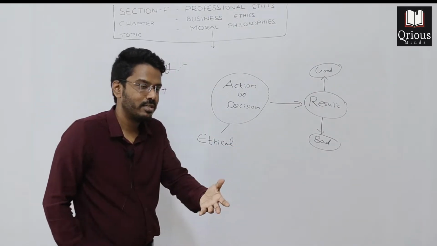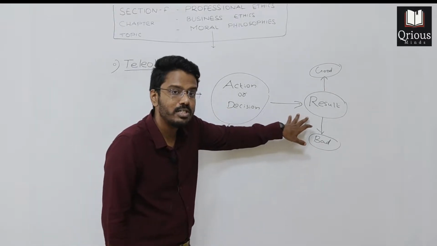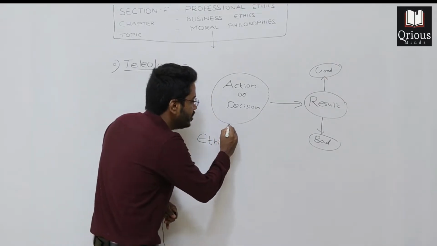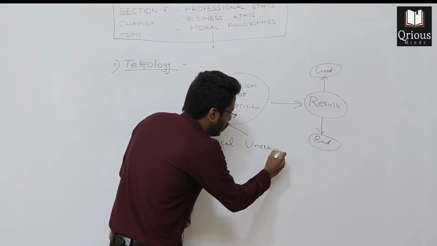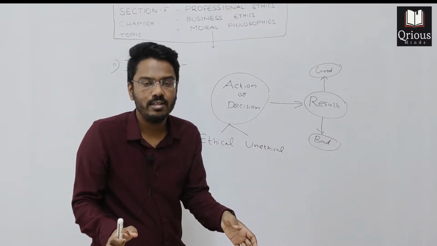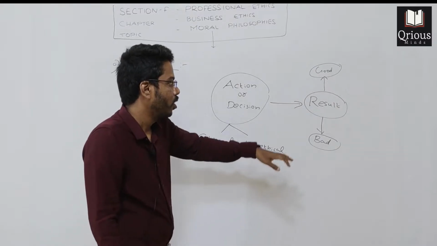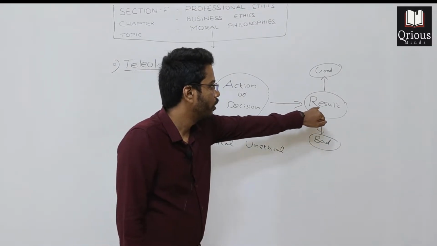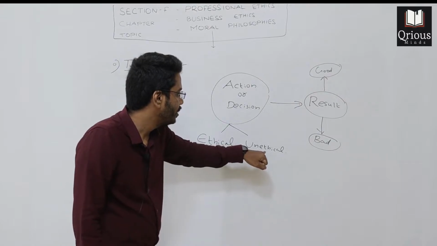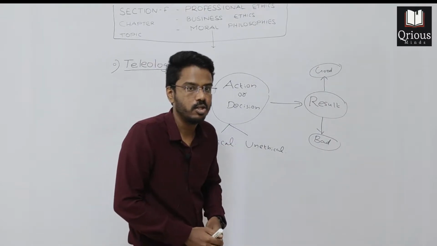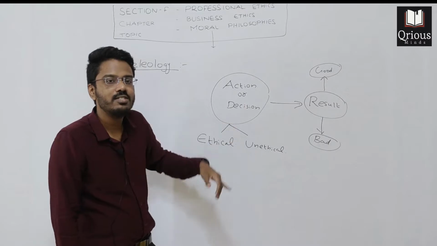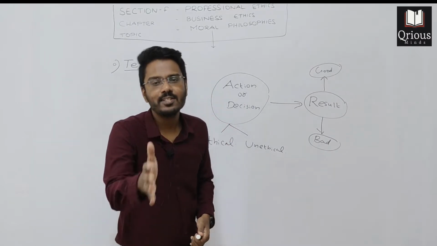Now let's consider the opposite scenario. We have taken an action or decision and suppose it resulted in a bad result. Then you know what teleology advocates, that the decision or action is unethical. So in order to determine whether an action or decision is ethical or unethical, teleology only considers one thing. What result did you get? If you got a good result, then the decision is ethical, and if you have got a bad result, then you have taken an unethical action or unethical decision. So teleology only considers the end result. So that's what teleology means.